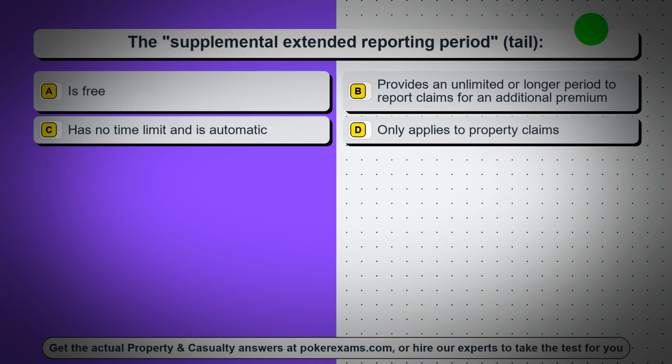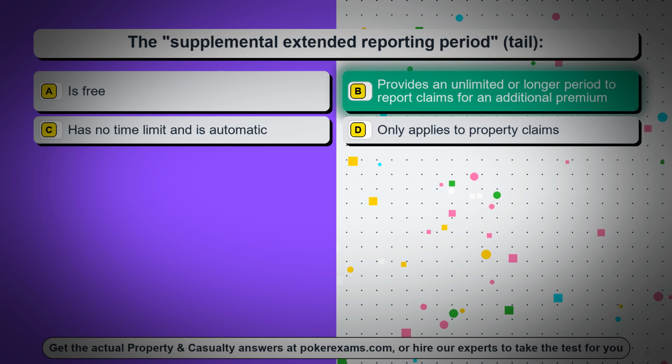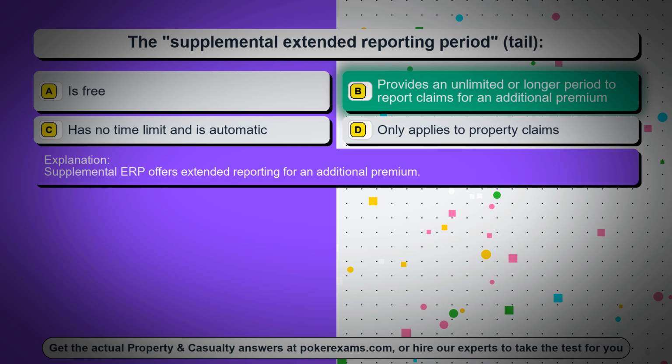Question 22. The supplemental extended reporting period, TAIL, option A, is free. Option B, provides an unlimited or longer period to report claims for an additional premium. Option C, has no time limit and is automatic. Option D, only applies to property claims. The correct answer is option B, provides an unlimited or longer period to report claims for an additional premium. Supplemental ERP offers extended reporting for an additional premium.